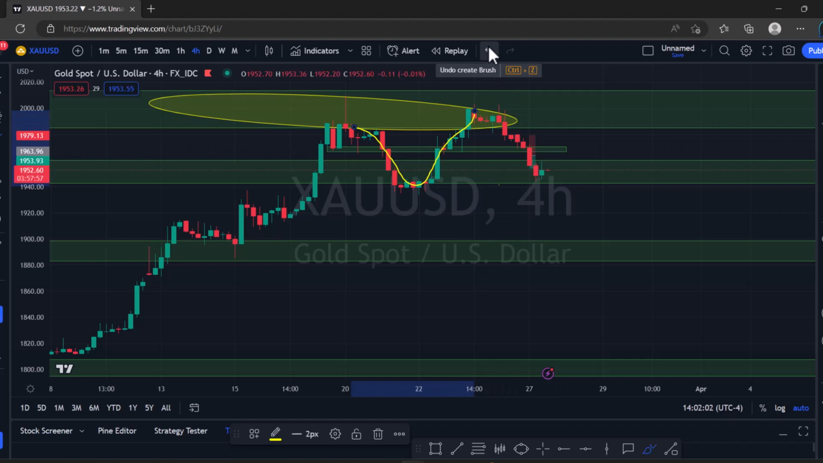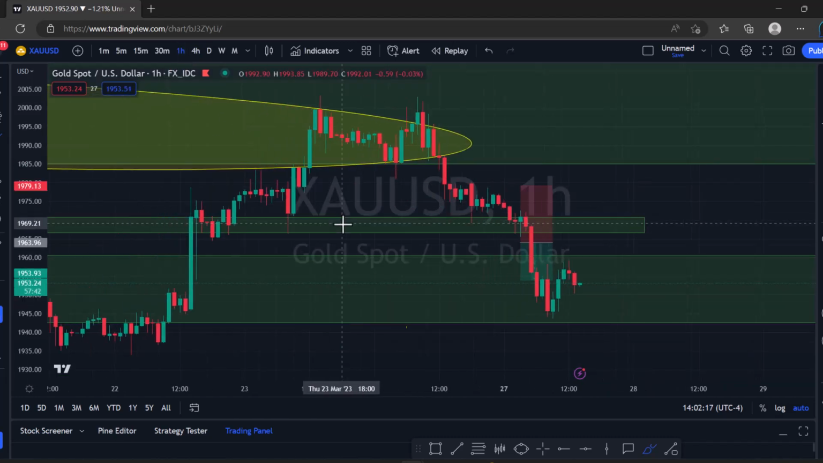Now as you're getting ready to enter your trade, you want to see a break of a zone, you want to see some kind of pattern formation, you want to see something to give you some kind of leeway to start entering your trade. So let's go down even lower to the 1 hour.